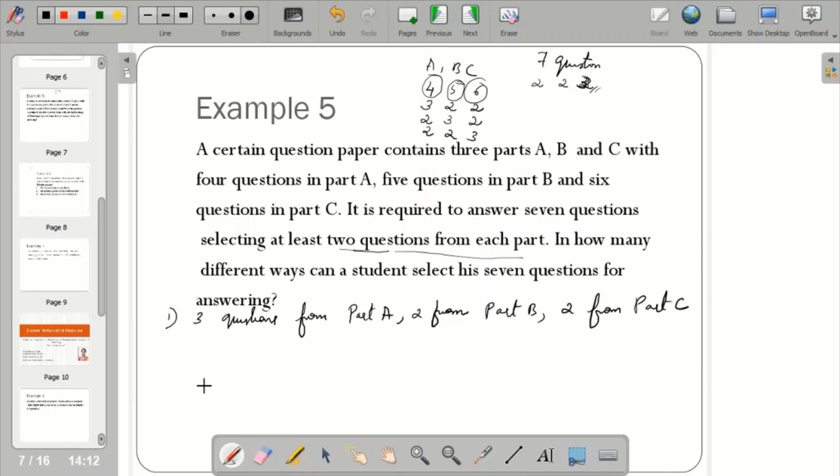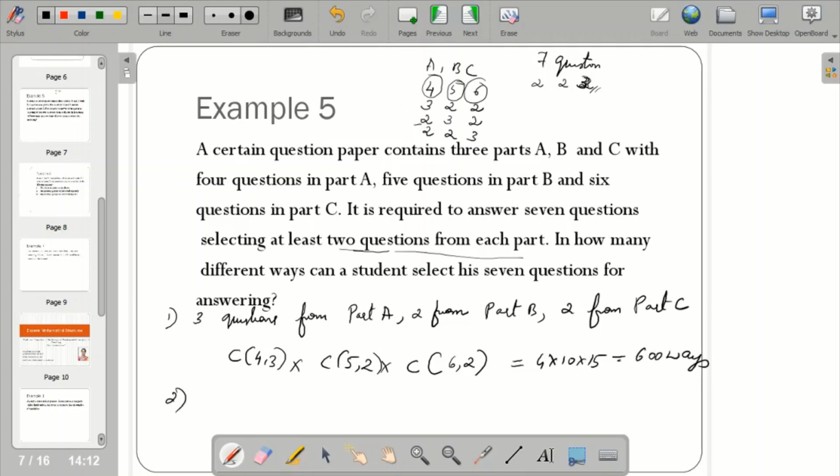So the possibility will be C(4,3), since there are 4 questions in section A, into C(5,2), into C(6,2), since C has 6 options. So this is the first way. The answer you'll get over here is 4 into 10 into 15, so you'll get 600 ways. This is regarding the first section.